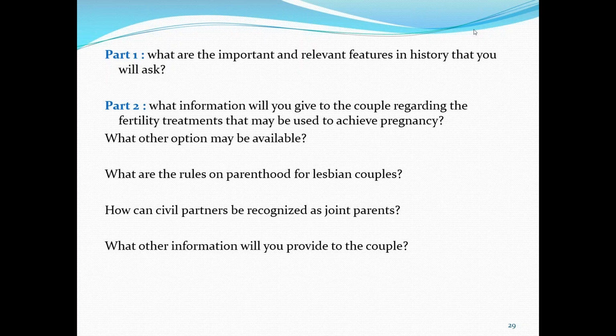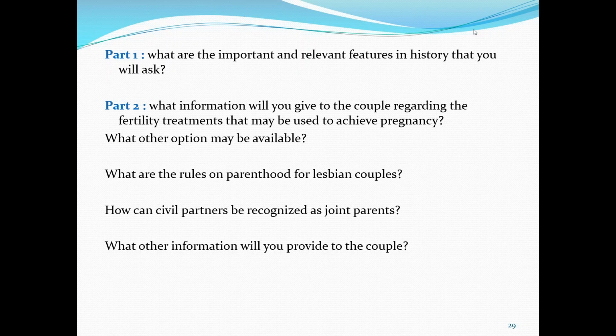And what if they are not in a civil partnership? If they are not in a civil partnership and they go to a licensed fertility clinic, they will have to fill in a form before the time of conception. After that, both of them are the legal parents of the child. But if they do it privately at home, then again the legal father will be the donor, not the other non-birthing partner.